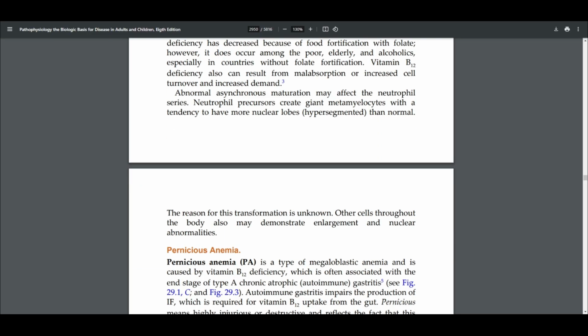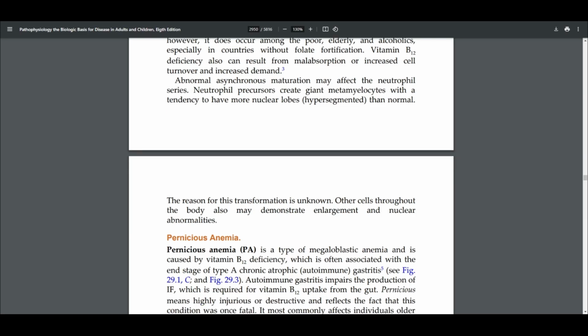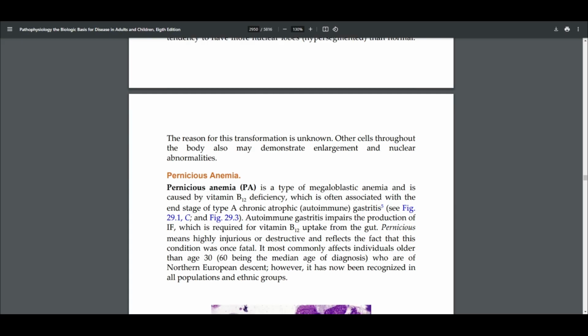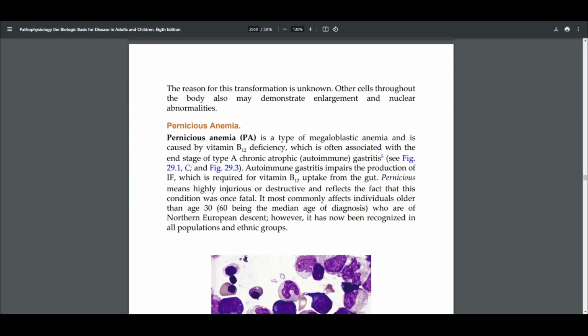Abnormal asynchronous maturation may affect the neutrophil series. Neutrophil precursors create giant metamyelocytes with a tendency to have more nuclear lobes than the normal type. The reason for this transformation, however, is unknown. Other cells throughout the body also may demonstrate enlargement and nuclear abnormalities.